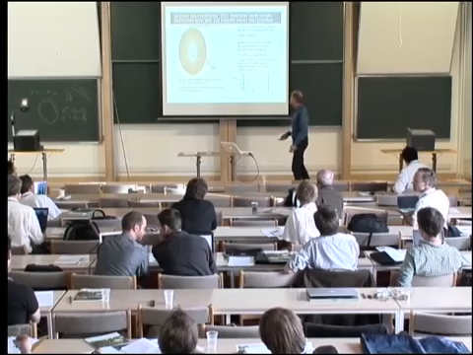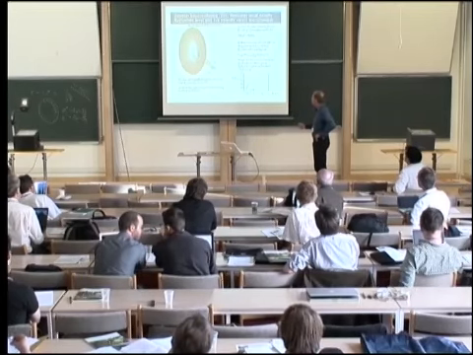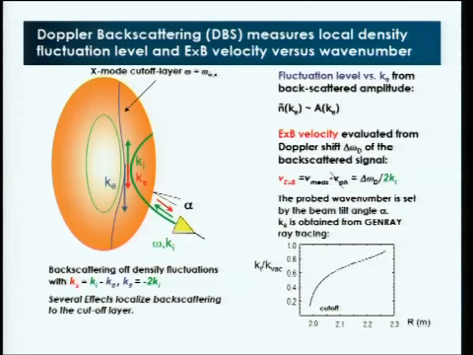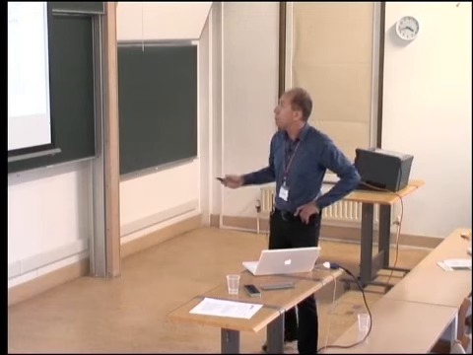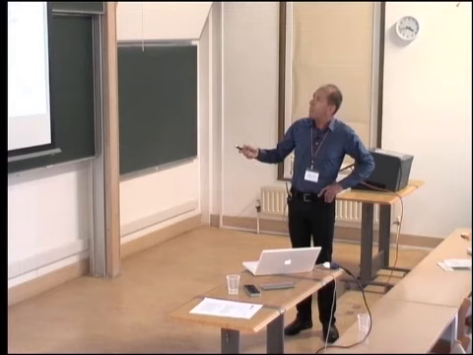Just because most people are not familiar with Doppler backscattering yet, here's a brief explanation of the principle. The idea is to launch a Gaussian, well-collimated microwave beam at an angle to the flux surface. This is different from conventional reflectometry. As a result of refraction, this beam is deflected in the plasma.